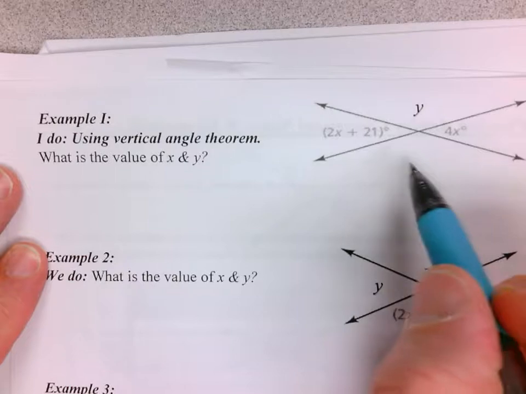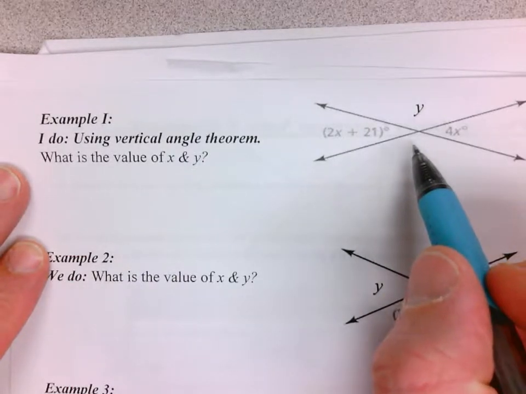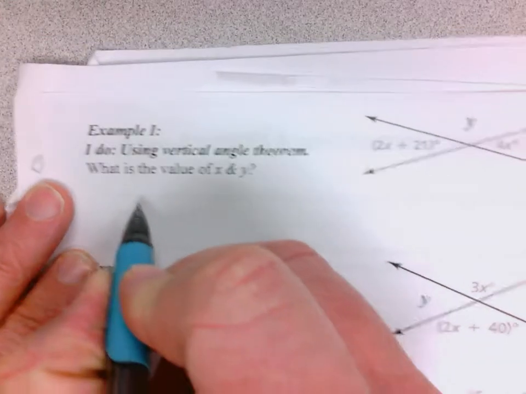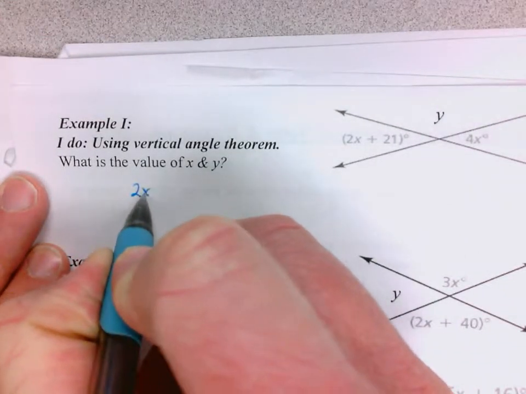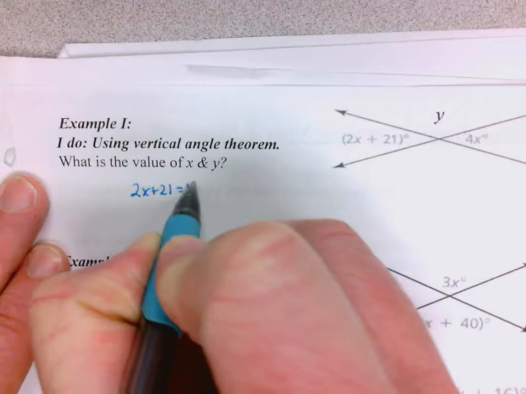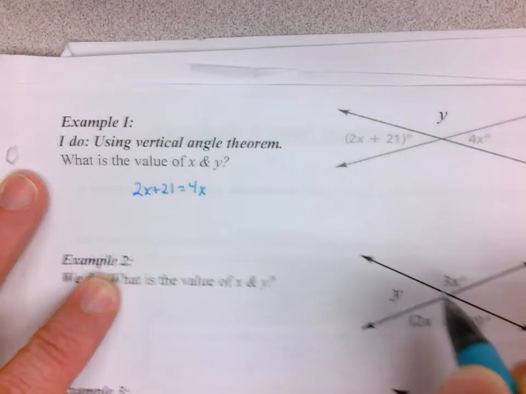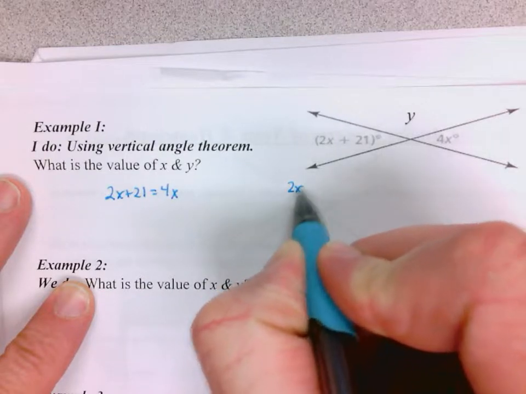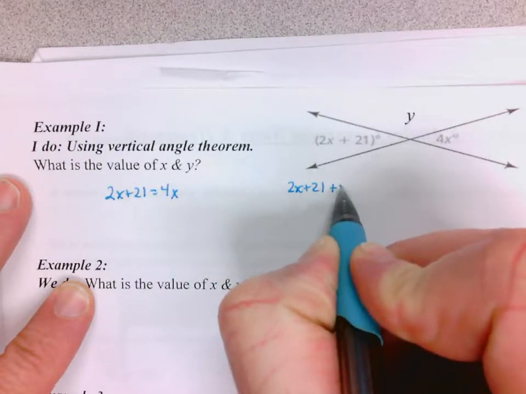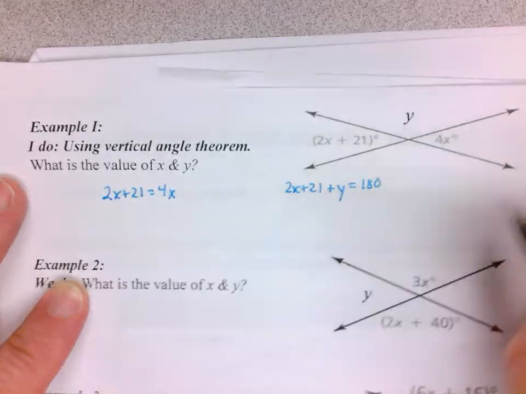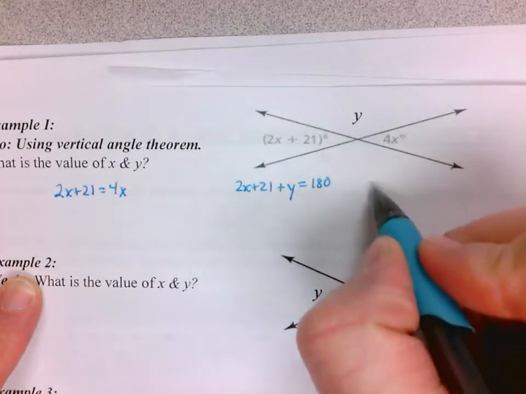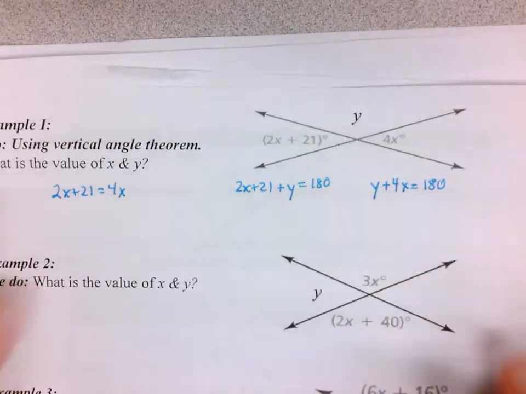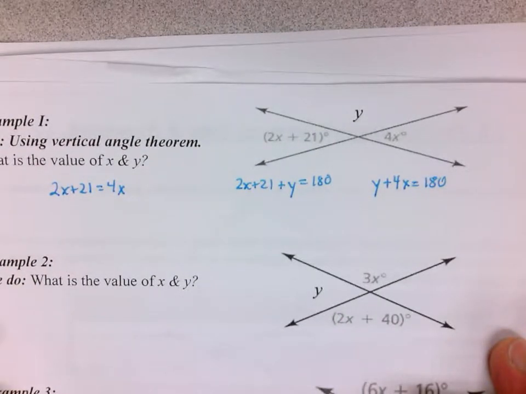Every time you have this situation where you have intersecting lines, the vertical angles are congruent. So 2x plus 21 equals 4x. And the adjacent angles are supplementary. So 2x plus 21 plus y equals 180, or y plus 4x equals 180. Fits our rule of setting stuff equal to each other or equal to 180.